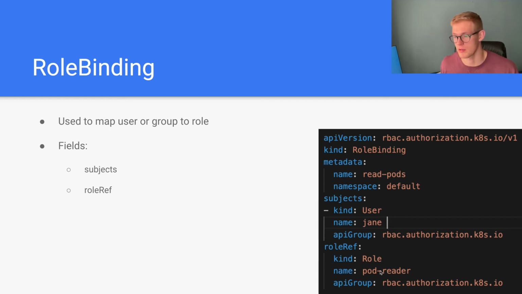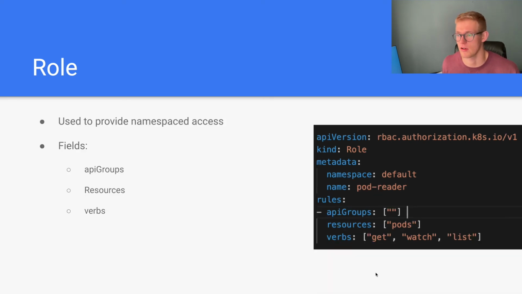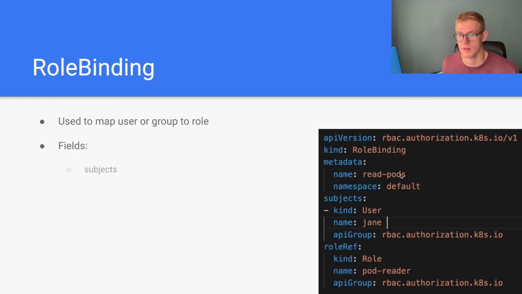Second is a role ref, and this is where we refer back to the role that we previously defined. So the important field here really is name, because it mentions the name of the role that we defined up here, pod-reader. Also, the kind obviously is Role, and again the API group is rbac.authorization.k8s.io.